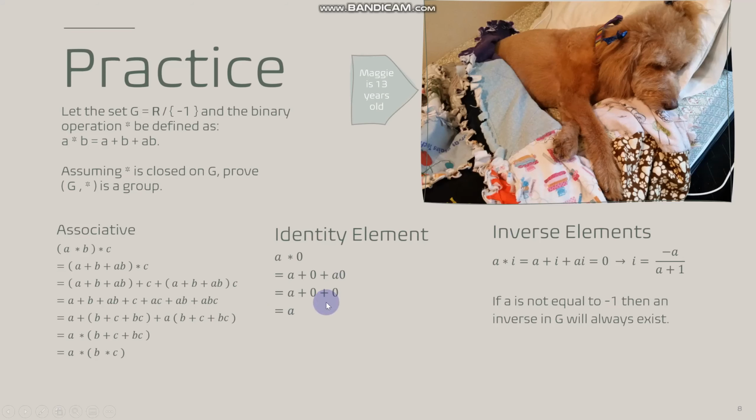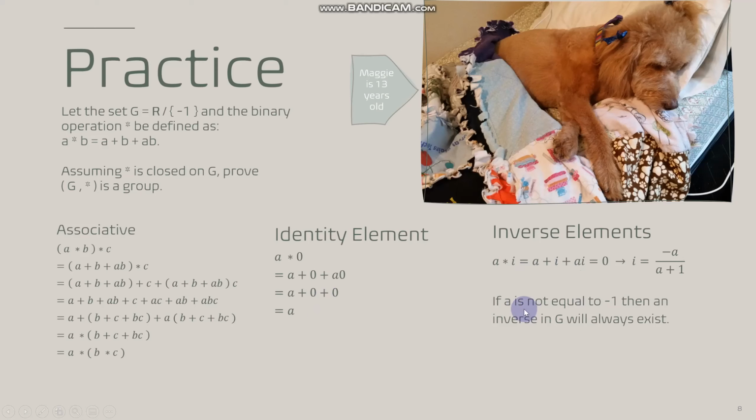So now we're going to focus on proving that it has an identity element. This is just going to be an element such that a plus b plus ab equals a. There's several ways to do this. There's a way that's similar to finding the inverse element, but here it's very easy to see that if you use a star 0, it becomes equal to a, because you have the definition where it's a plus 0 plus a times 0, which becomes a plus 0 plus 0, which is a. So 0 is the identity element here.